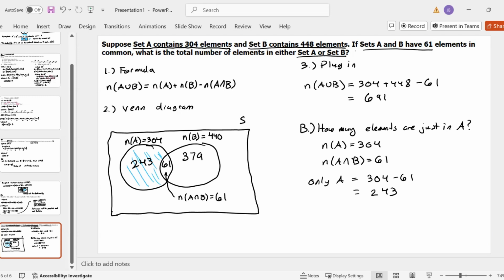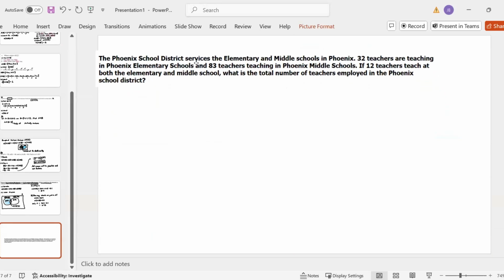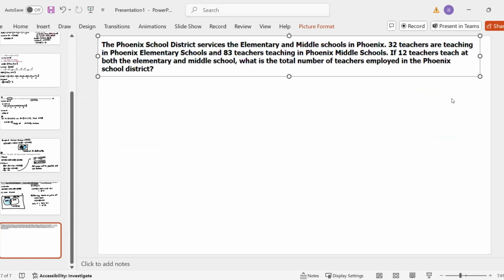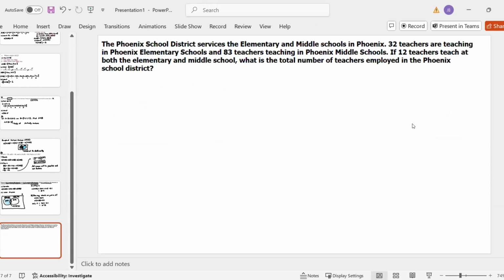And so here's a great question that I think reinforces the use of the Venn diagram. Okay, so we're going to do this example, and then we'll see if there's any other ones that I want to do, and we should be good with 7.1 and 7.2. The Phoenix School District services the elementary and middle schools in Phoenix. 32 teachers are teaching in elementary, and 83 are teaching in middle school. If 12 teachers teach at both, what is the total number of teachers employed at the district? So I just want to know how many total teachers there are, right?